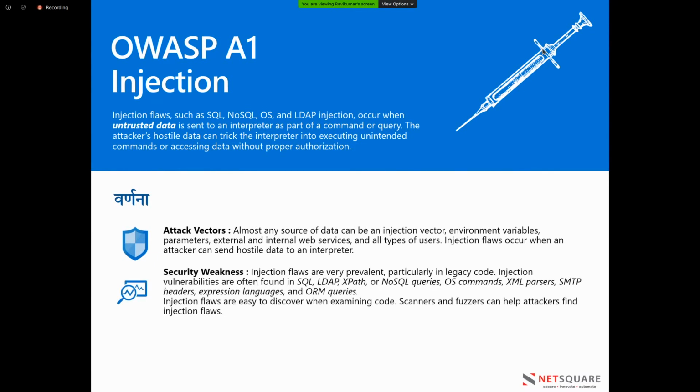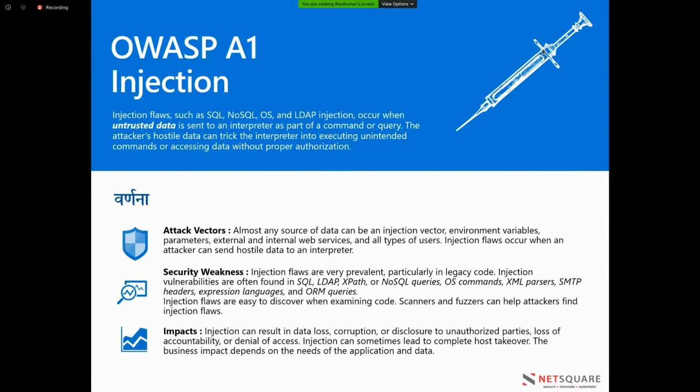Security weaknesses: you can find injection flaws particularly in legacy code, like in injection headers. You can find this kind of injection in SQL queries, LDAP queries, XPath queries, OS commands, XML parsers, SMTP headers, expression languages, and ORM queries as well. You just need to fuzz or scan a particular parameter or headers, and you can easily find such injections. And what is the impact? Through these injections, you can get results like data loss, corruption of data, disclosure to unauthorized parties, loss of accountability, and denial of access as well.